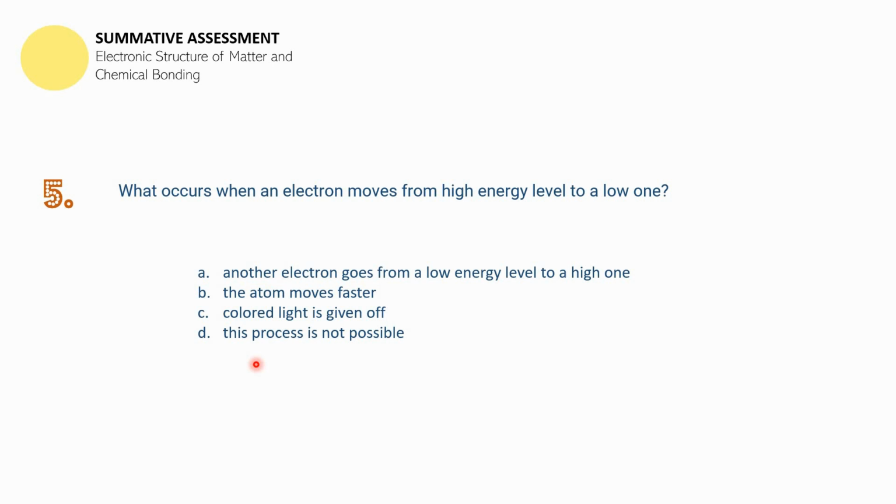A, another electron goes from a low energy level to a high one. B, the atom moves faster. C, colored light is given off. D, this process is not possible.